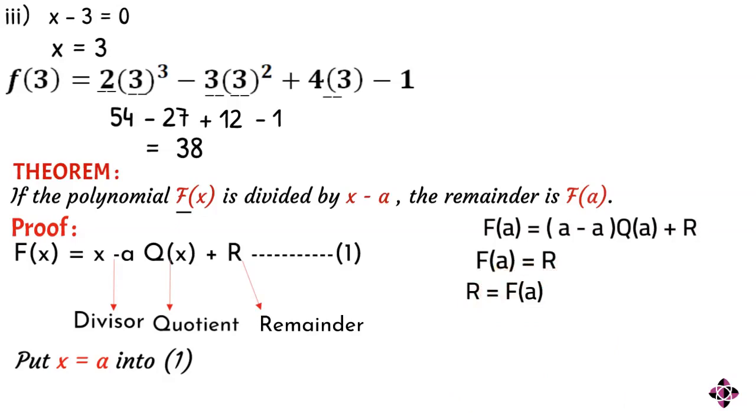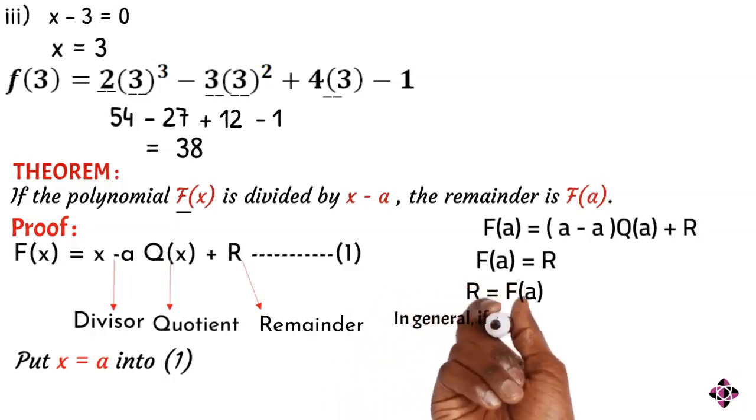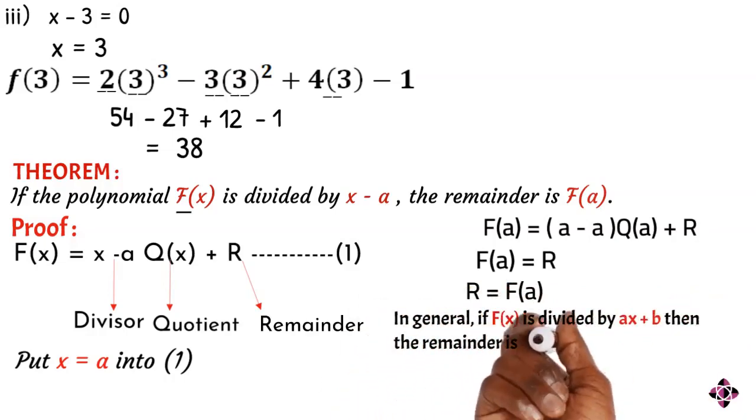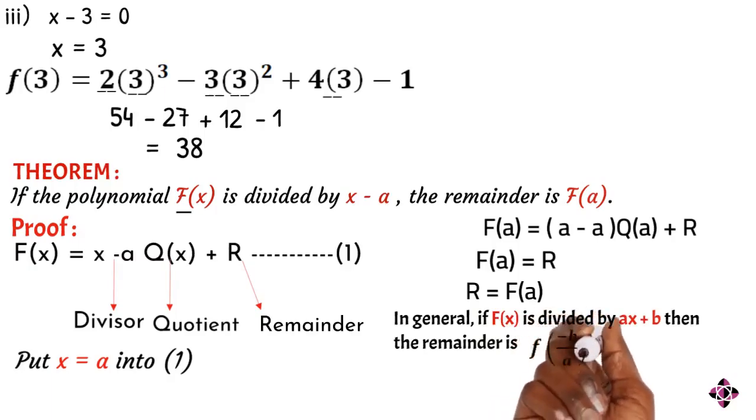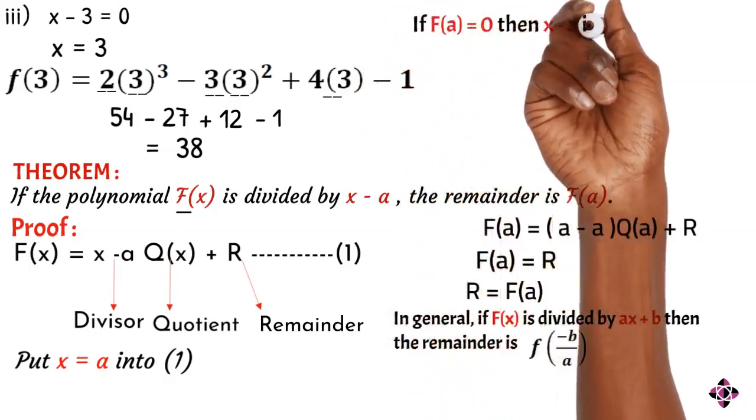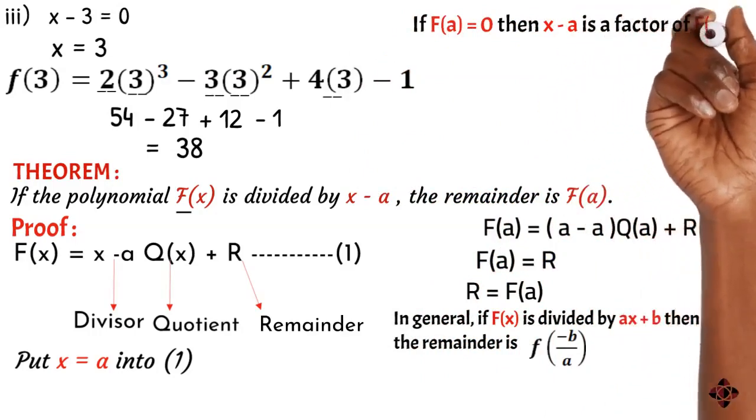So the theorem whose proof we have just established is called the remainder theorem. In general, if f of x is divided by ax plus b, then the remainder is f of minus b over a. A special case of the remainder theorem is when f of x leaves no remainder when it is divided by, let's say, x minus a. We therefore say that x minus a is a factor of f of x. The theorem is called the factor theorem, and it states: if f of a equals 0, then x minus a is a factor of f of x.